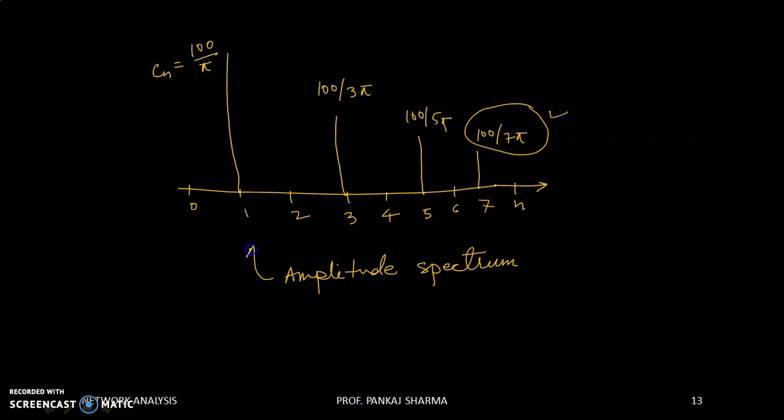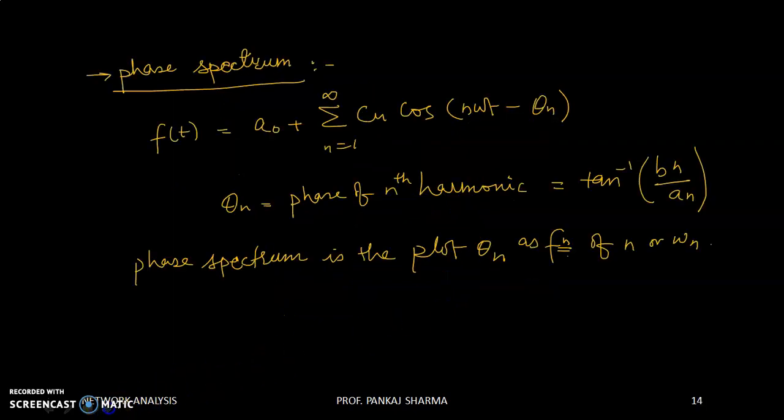This is our amplitude spectrum. Now for the phase spectrum: f of t is equal to a0 plus summation from n equal to 1 to infinity of Cn cos of n omega t minus theta n, where theta n is the phase of the nth harmonic, which is tan inverse Bn by An. The phase spectrum is the plot of theta n as a function of n or omega n.